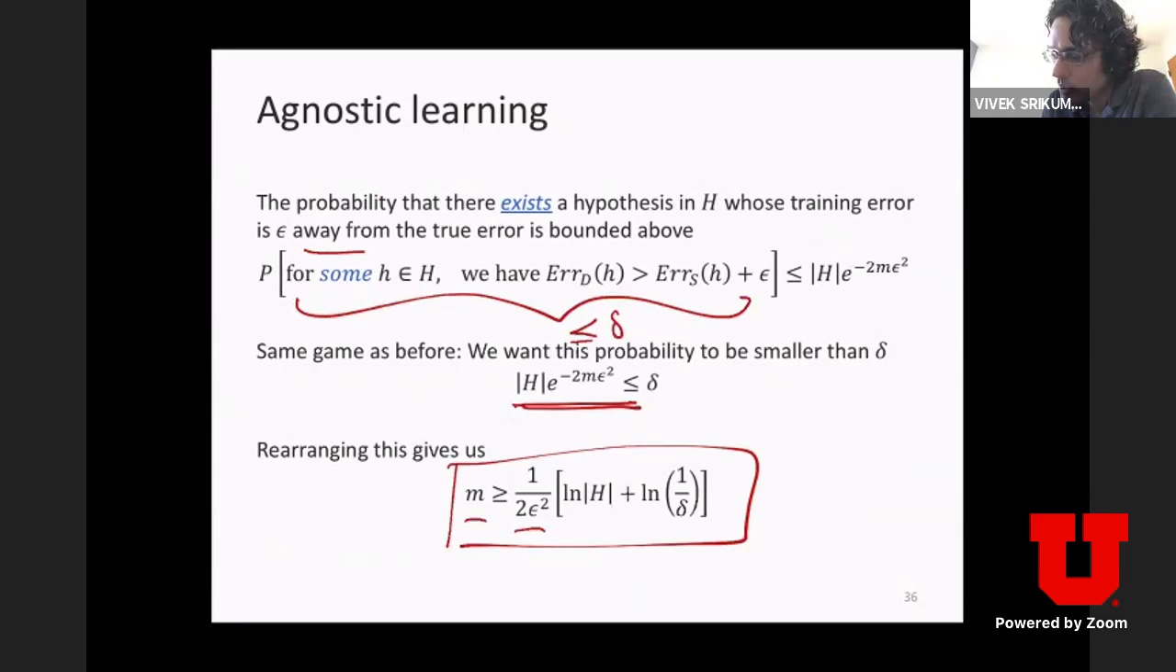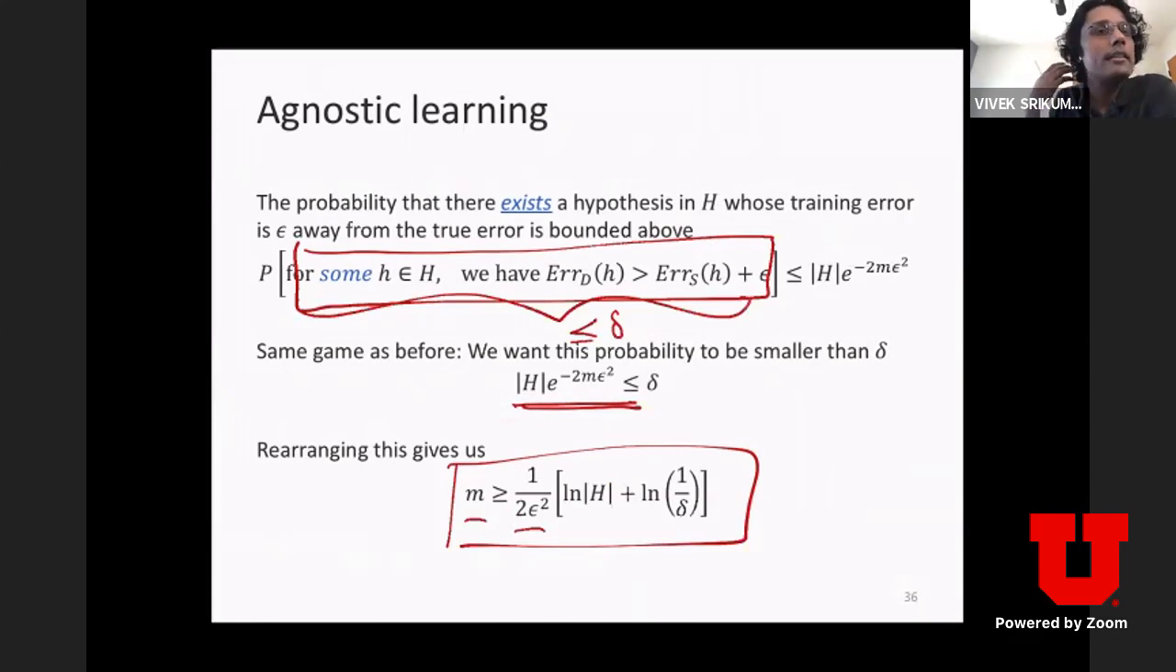But the thing inside the bracket here is an undesirable situation, which means that the probability there exists some classifier that's bad is improbable. But we notice that we have changed the definition of bad here.